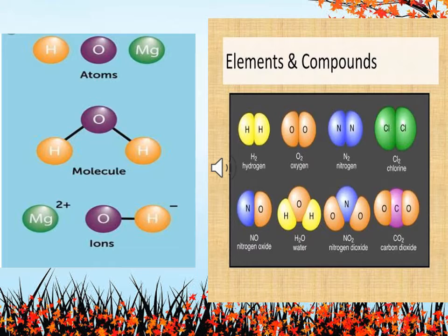Then elements and compounds. Elements are pure substances which cannot be broken down into two or more simpler substances. And compounds are also pure substances formed by combination of two or more elements, and those compounds can be broken down into its constituent elements.